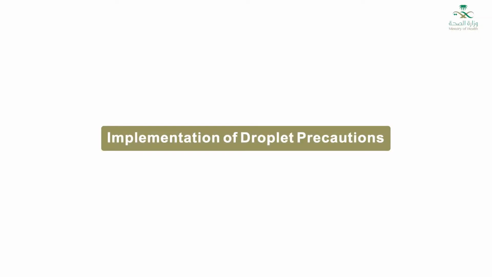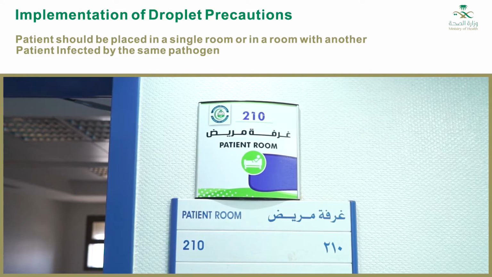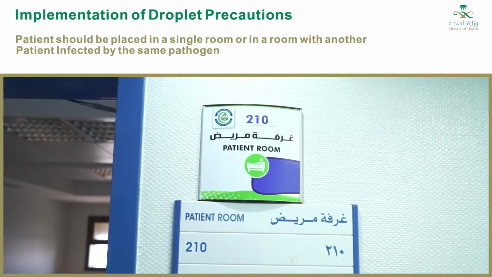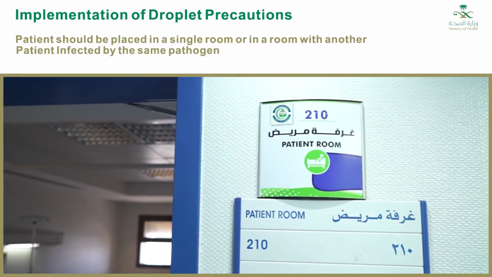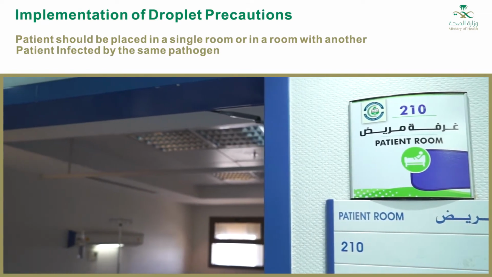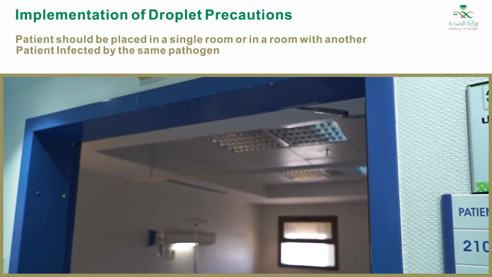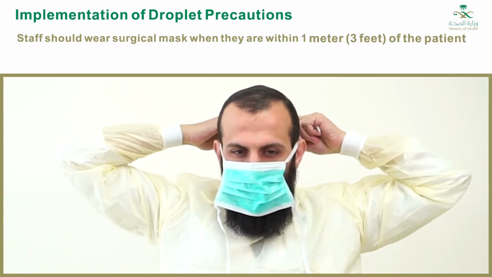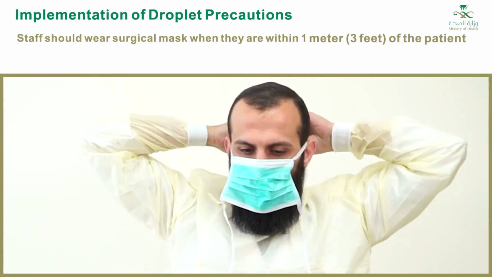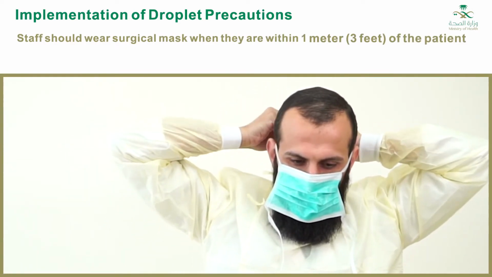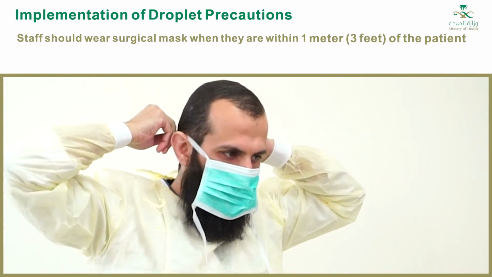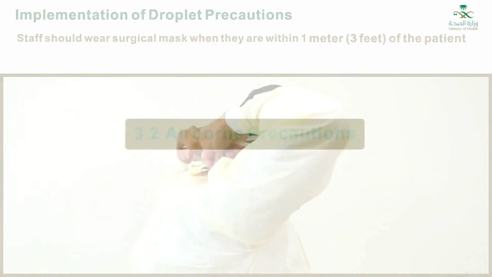Implementation of droplet precautions. The patient should be placed in a single room if available, and the door can remain open. If single rooms are not available, patients who are infected or colonized with the same microorganism may share a room. Staff should wear a surgical mask when within 1 meter of the patient. In addition, the staff should perform hand hygiene prior to entering and immediately after leaving the patient's room.